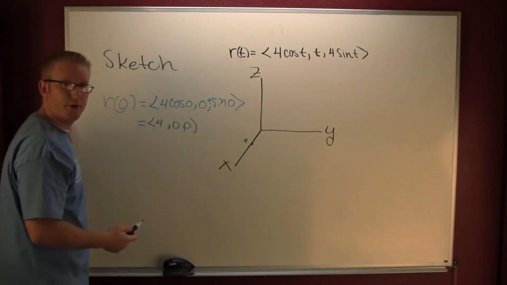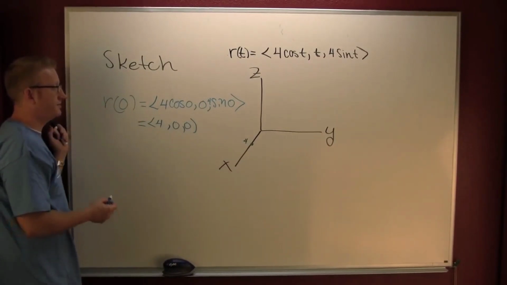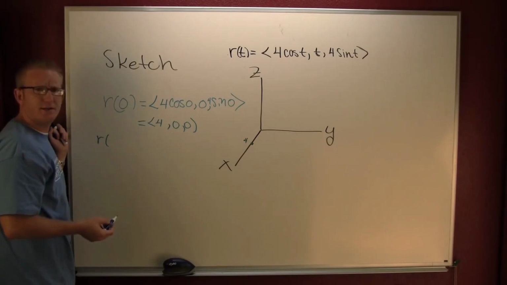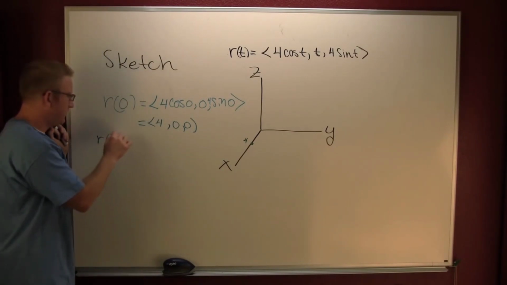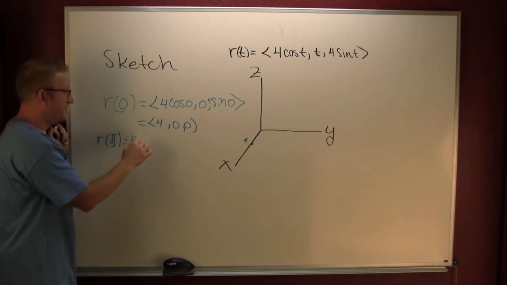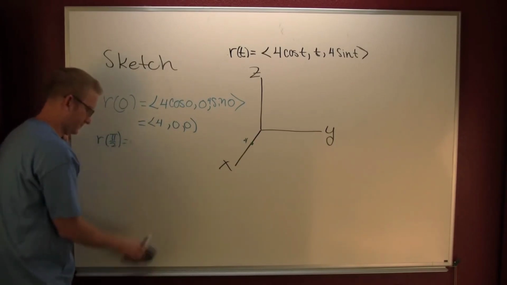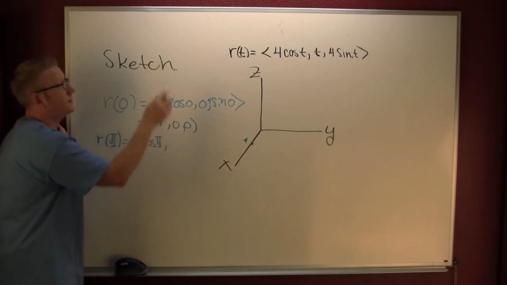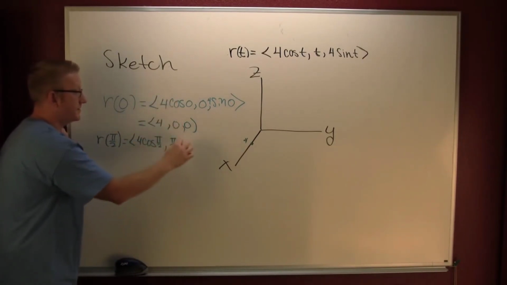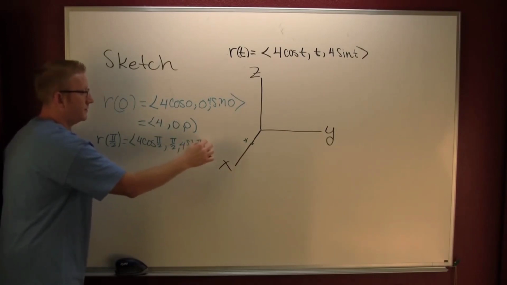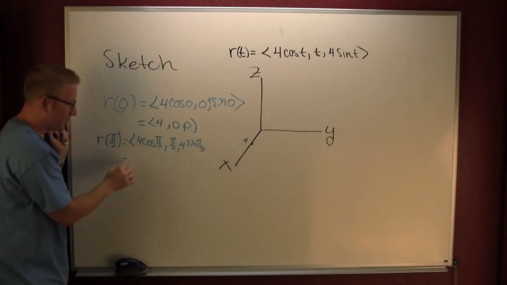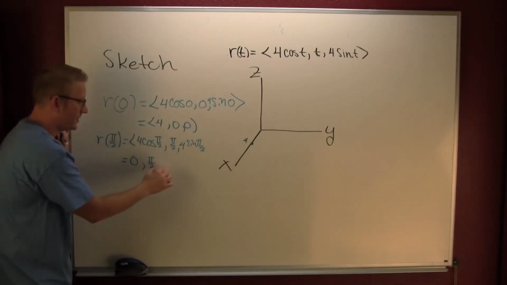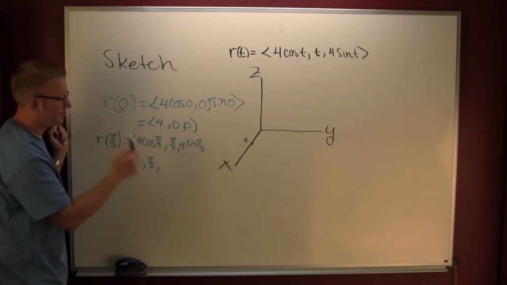Maybe you want to plot another point. How about r of, what's going to be nice? You want to use pi over 2? Pi over 2. So then this is 4 cosine pi over 2, pi over 2, and 4 sine pi over 2. Sure, cosine pi over 2 is 0. Then we have pi over 2 on our y, and on our z we see that we have 4.